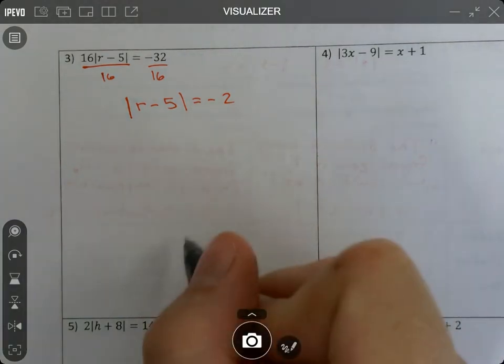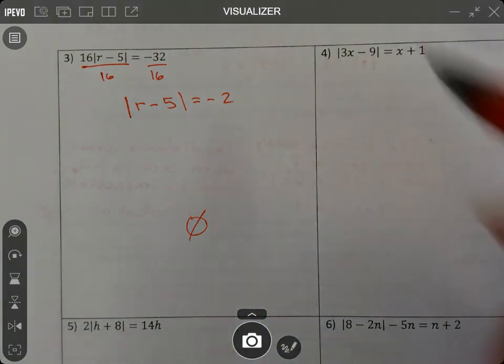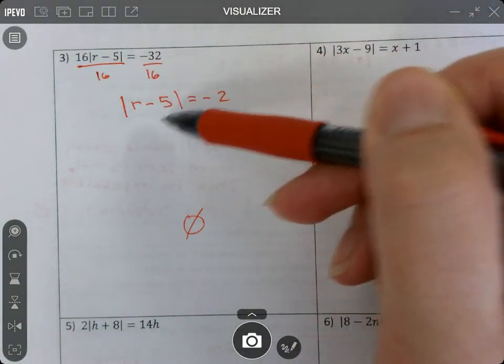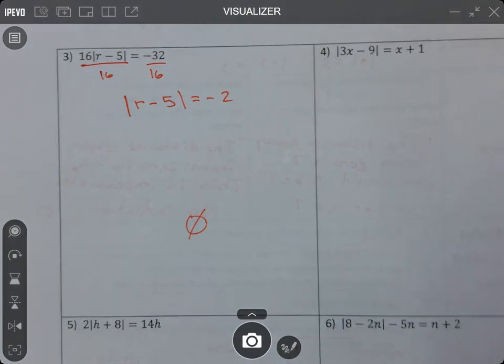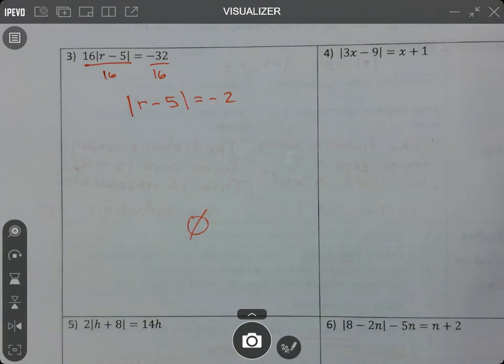I mean, I'm done. Why are you done? Do you guys agree? Once we isolated it, the absolute value cannot be equal to negative. Now I have to isolate it first. If this was a negative 16, it would have divided out and we would be fine. But it wasn't, so no solution.